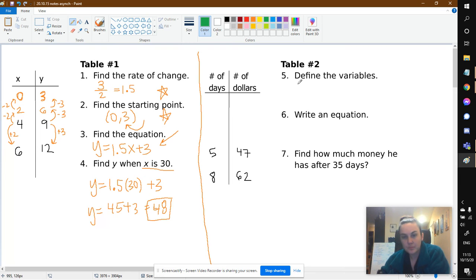New questions. Define the variables. I'm going to make this one x and this one y. So I'm going to say x is days and y is dollars.